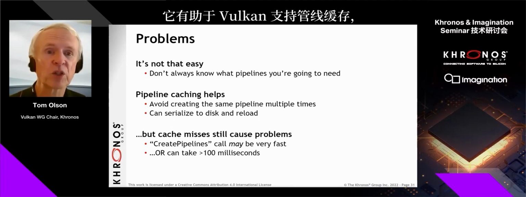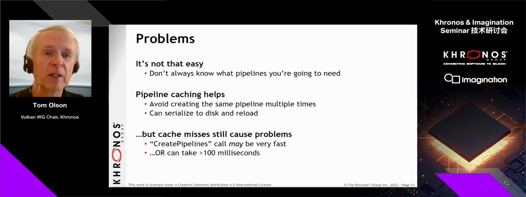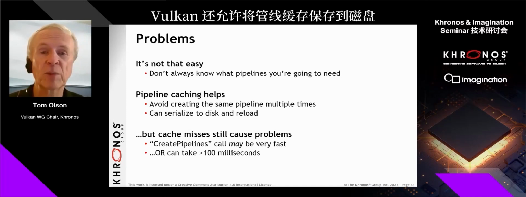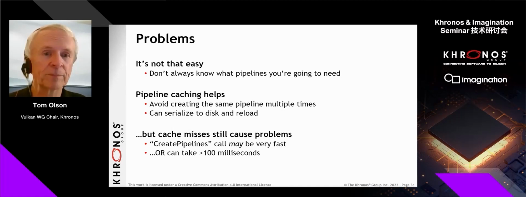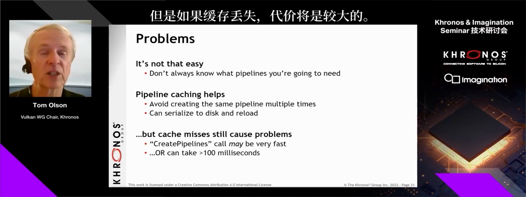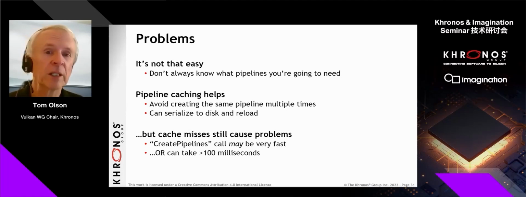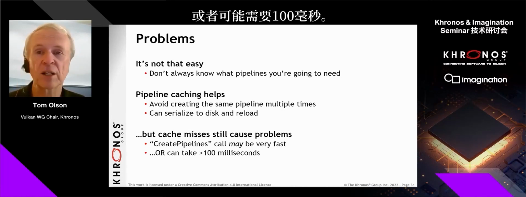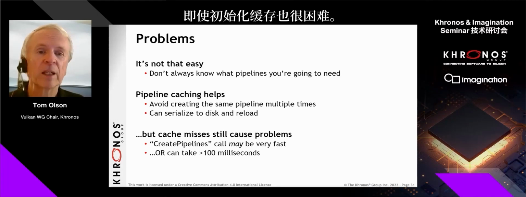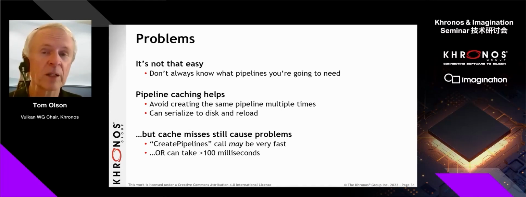It helps that Vulkan supports pipeline caches, so you never create a pipeline more than once. Vulkan also allows saving pipeline caches to disk and reloading them the next time you play the game. But if you do get a cache miss, it's very expensive. Cache misses are also unpredictable. When you call create graphics pipelines, it might be fast, or it might take 100 milliseconds. Even initializing the cache is hard. Some game engines create hundreds of thousands of pipelines. What can we do?